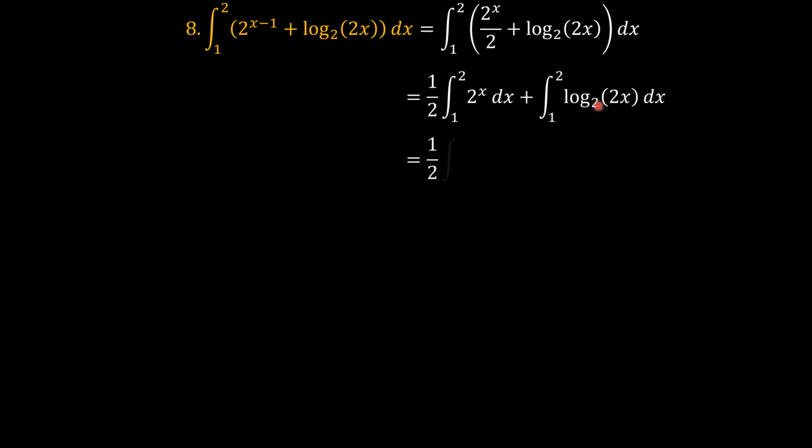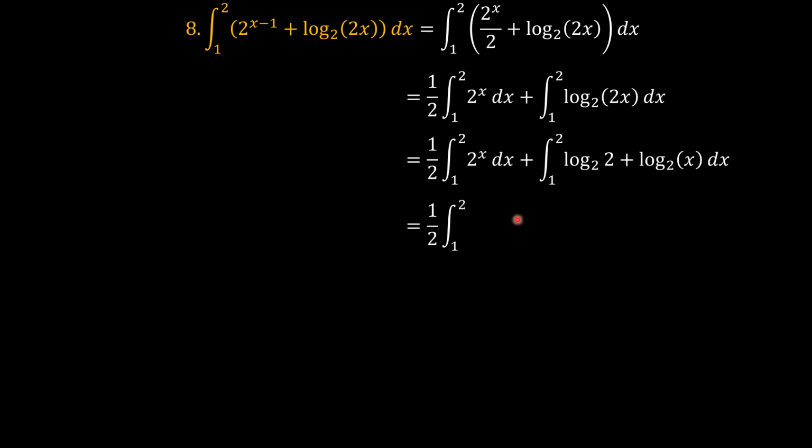Expand this part using the rules of logarithms, so we have log base 2 of 2 plus log base 2 of x, and the log to the base 2 of 2 is certainly 1. So we have a half times the integral from x equals 1 to 2 of 2 to the x, plus the integral of 1 from 1 to 2, plus the integral of log to the base 2 of x from 1 to 2.